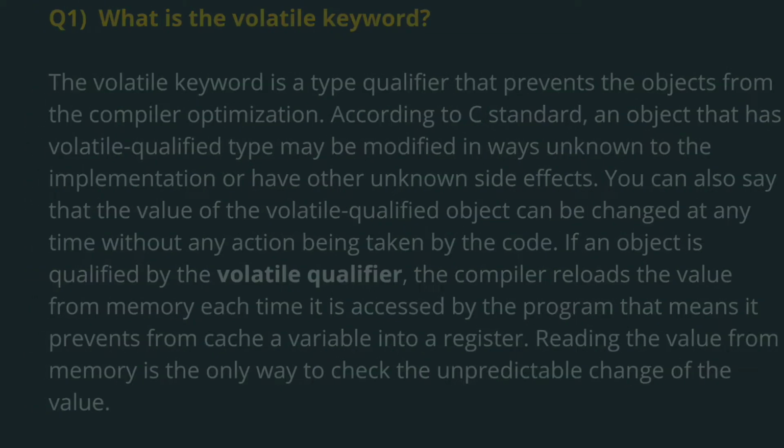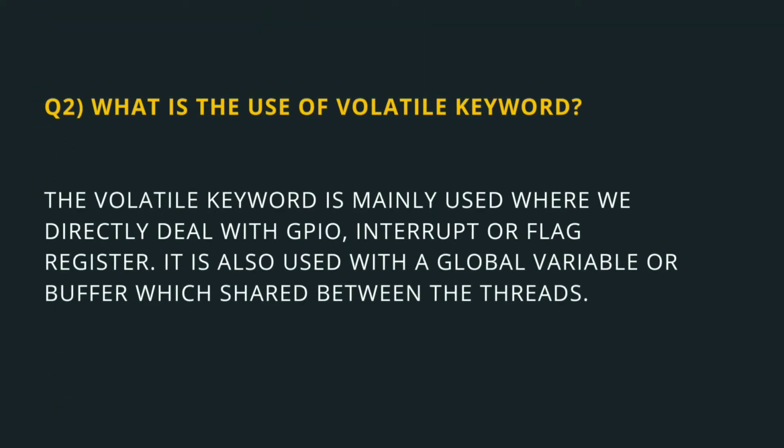The second question is, what is the use of the volatile keyword? Volatile keywords are used when you want to deal with GPIOs, interrupts, flag registers, global variables, or when you want to share a buffer between two threads. In such cases, the volatile keyword is used.